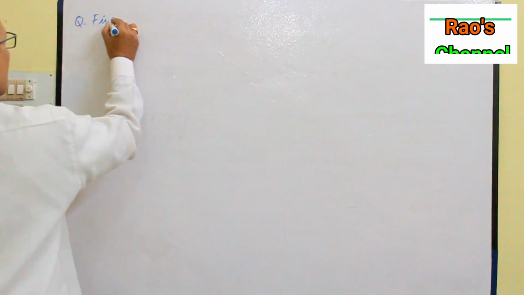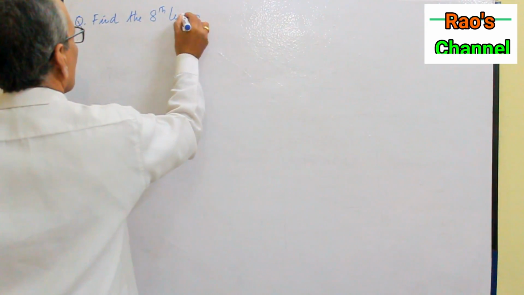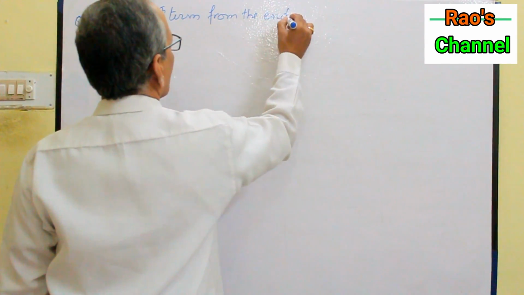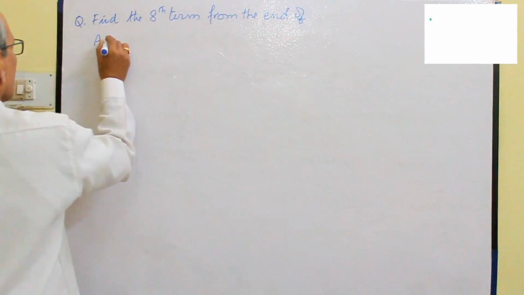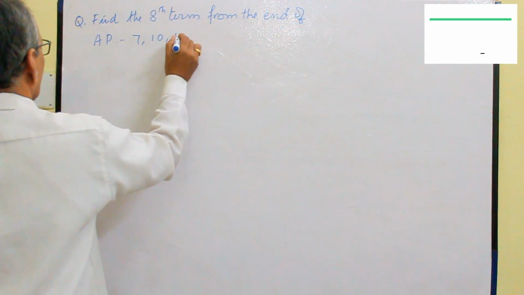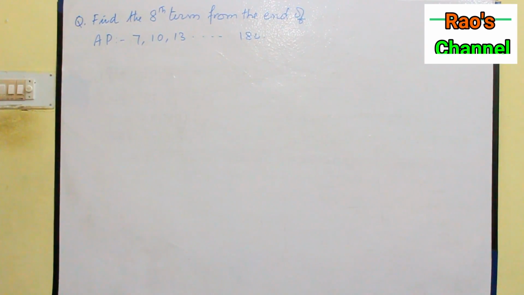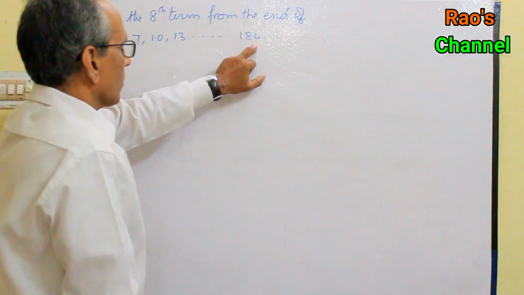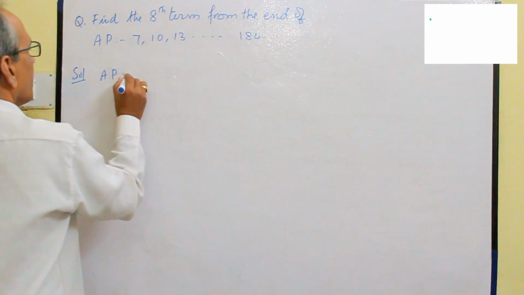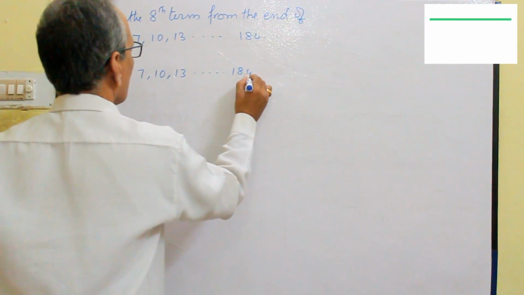Find the eighth term from the end of the AP which is 7, 10, 13, up to 184. Okay. From this AP we know clearly the last term is 184. Let me solve this. You are given the AP 7, 10, 13 and whose last term is 184.